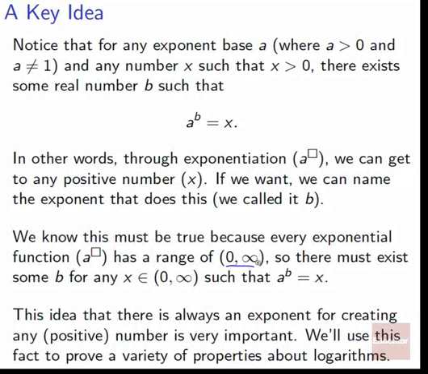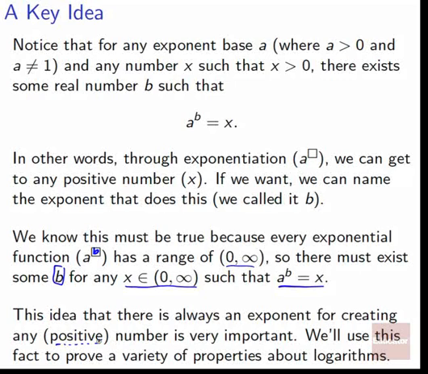So since it has a range of 0 to infinity, since any number can come out of it as long as it's a positive number, then there has to be some b that will make that number between 0 and infinity. So for any x contained in 0 to infinity, for any positive number x, there has to be some b that when we plug it in here, we will wind up getting a to the b equals x. We will wind up getting that x when we plug it in. This idea that there's always an exponent for creating any positive number, it won't work if it's negative, but for creating any positive number is really important.